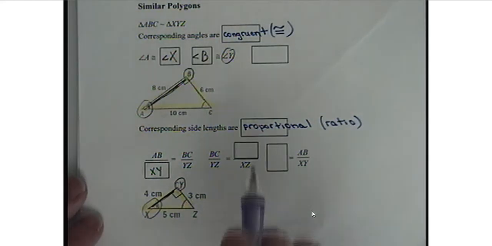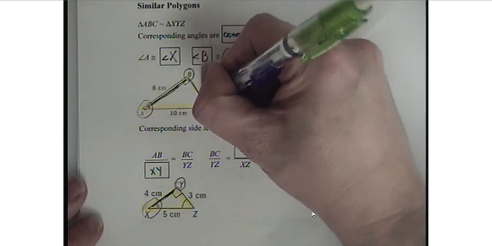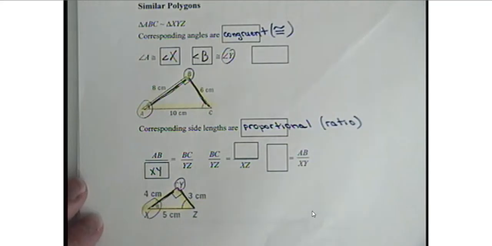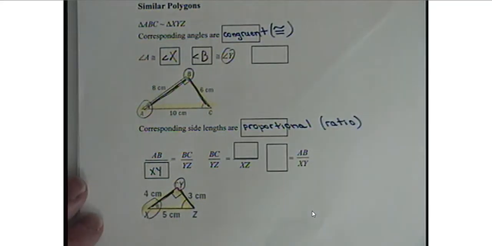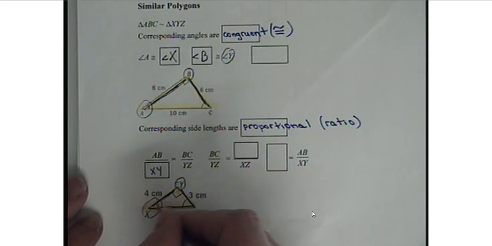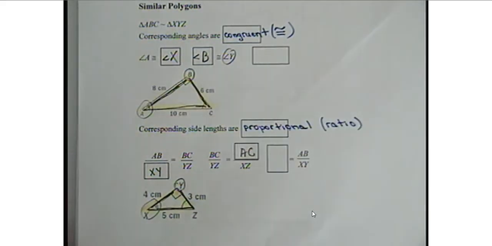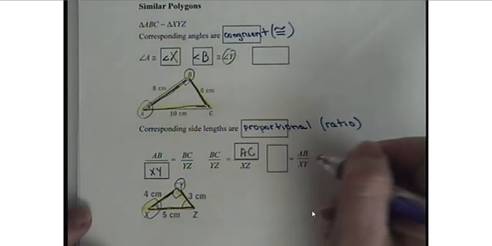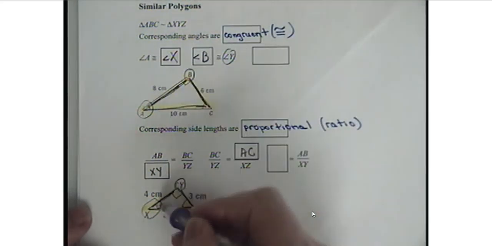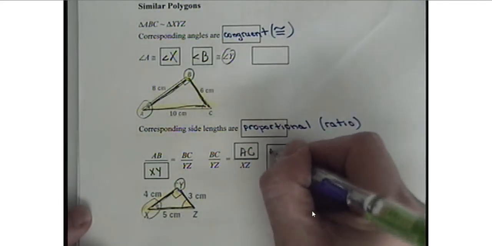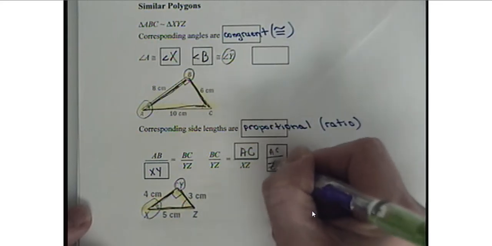Also, we have BC, which is this one, proportional to YZ. So BC is proportional to YZ, and XZ, this one, will be proportional to AC. AC is proportional to XZ. So seeing all those things, we can conclude that AB is proportional to XY, and also we can say that AC is proportional to XZ.